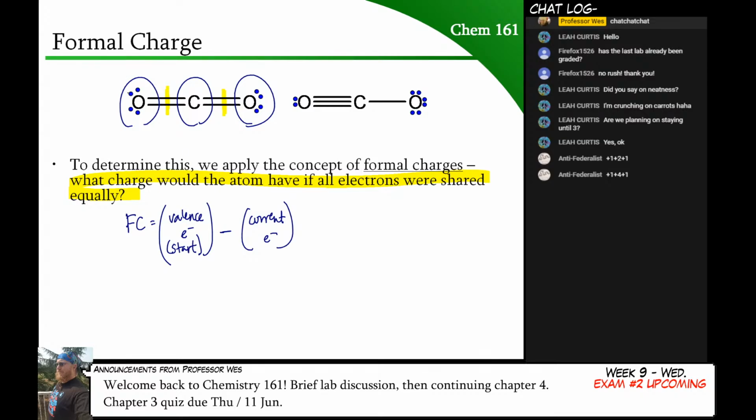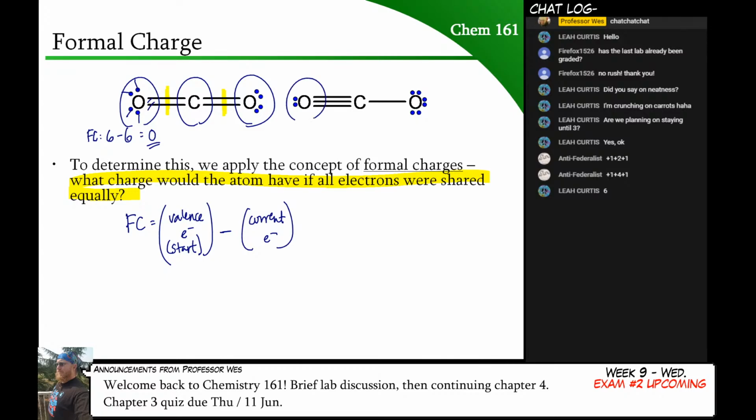So let's calculate this. Over here, to calculate the formal charge, I'd count how many valence electrons does oxygen have? Well, it starts with 6. How many electrons does it currently have? It has 1, 2, 3, 4, 5, 6. So the formal charge on this oxygen over here is 0.